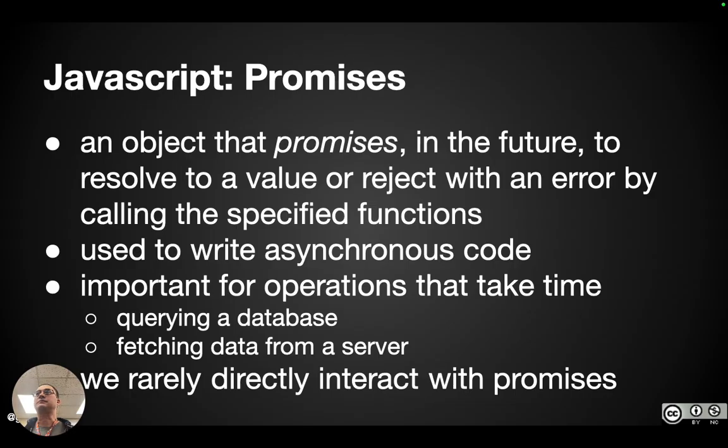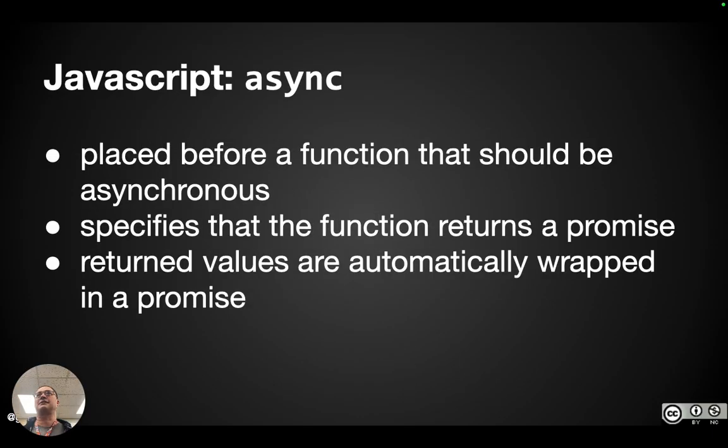All of this said, we rarely directly interact with promises, okay? But we need to understand how they work and when we use them so we can write code that leads to good user experiences. Another key word in JavaScript is async. Whenever we have a function in our JavaScript code that is asynchronous, meaning it will return a promise, we need to put the async keyword before that function, either that function's name or the arrow function that we're defining.